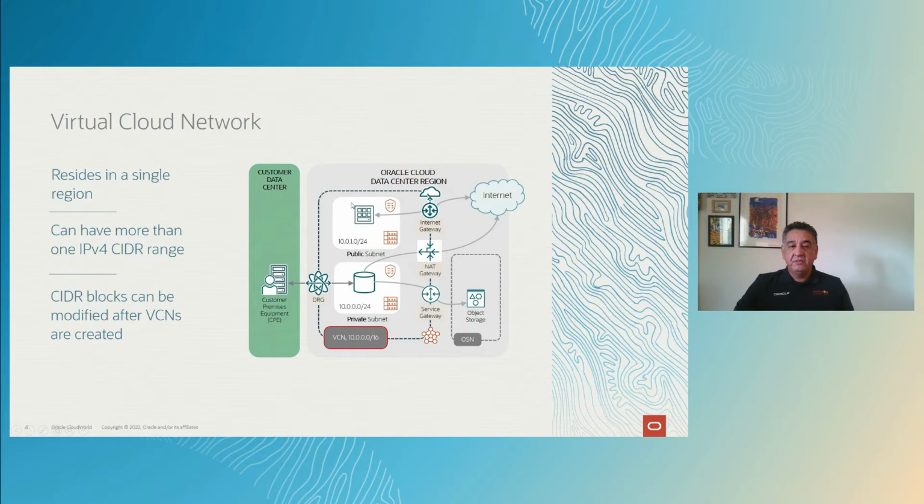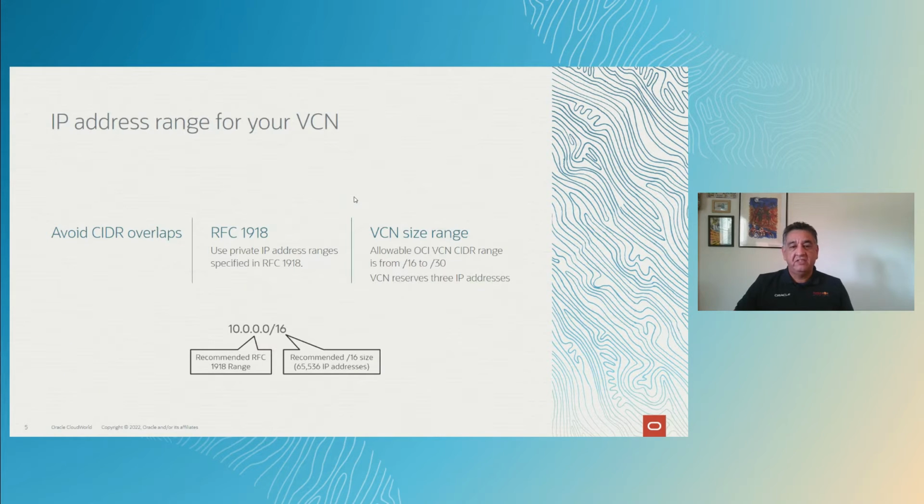Now, the CIDR blocks can be modified. So if you created a /24 and later on decided that, no, that's too little host that I have, you can move that to a /16. Or if that is too big for you, then a /25 or a /26. So we do recommend that you avoid CIDR overlaps. If you don't interconnect the virtual cloud networks, then it's not an issue, but it's still best practice to have each virtual cloud network with its own CIDR that is completely different from another VCN, even if they don't interconnect.